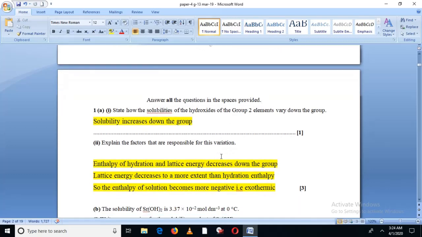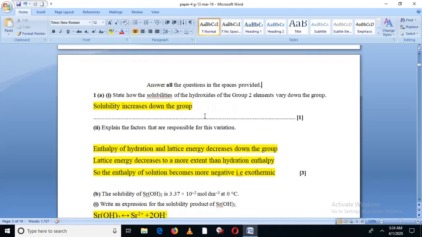In the first question, part A, subpart 1, the examiner is asking, state how the solubilities of hydroxides of group 2 elements vary down the group. Students, as the syllabus is covered, you know that these things are discussed within our lectures and you are provided with the notes of all the topics. So if you would go through your notes, you would come to see that for the hydroxide of group 2 elements, the solubility increases down the group. If you would write just this statement, you would be gaining 1 mark.